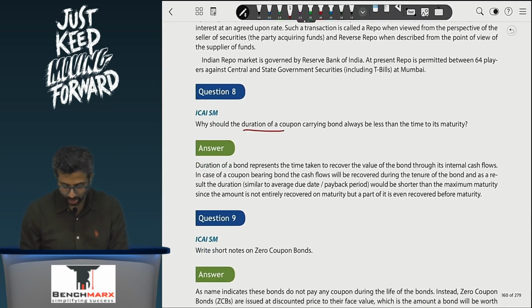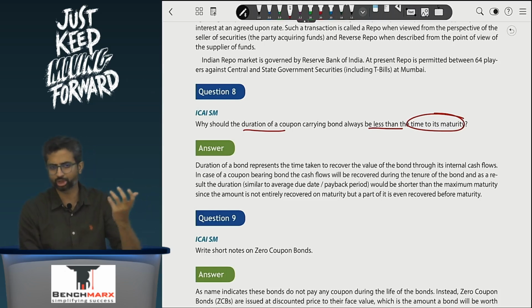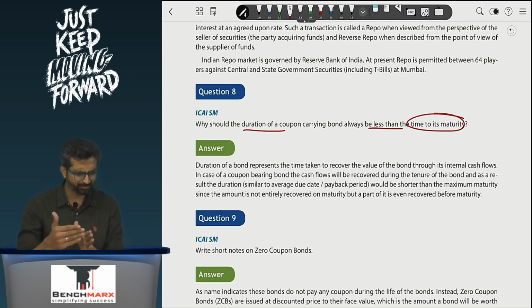Why should the duration of a coupon carrying bond always be less than the time to maturity? Because duration is the amount of time in which you expect to recover the cash flows. Beyond the total maturity, you are not going to recover any cash flows, and as a result, that is a maximum. But if your coupon is lower, you can always recover money earlier as well.